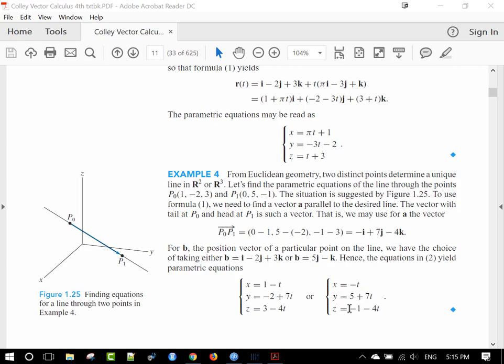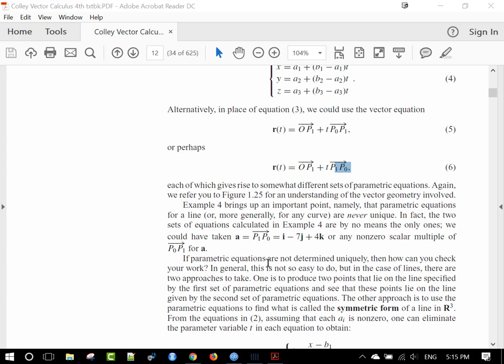So they said that's kind of a problem in the sense that we don't know how to check our work. But they say in general it's not so easy to do, but in the case when you're talking specifically about parametric equations of lines, there are 2 approaches that you can.